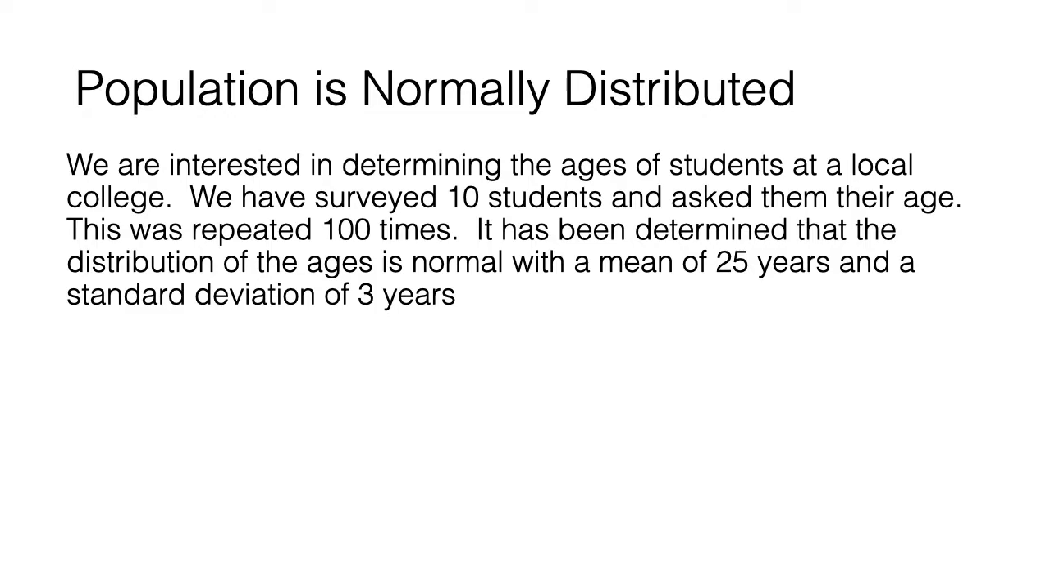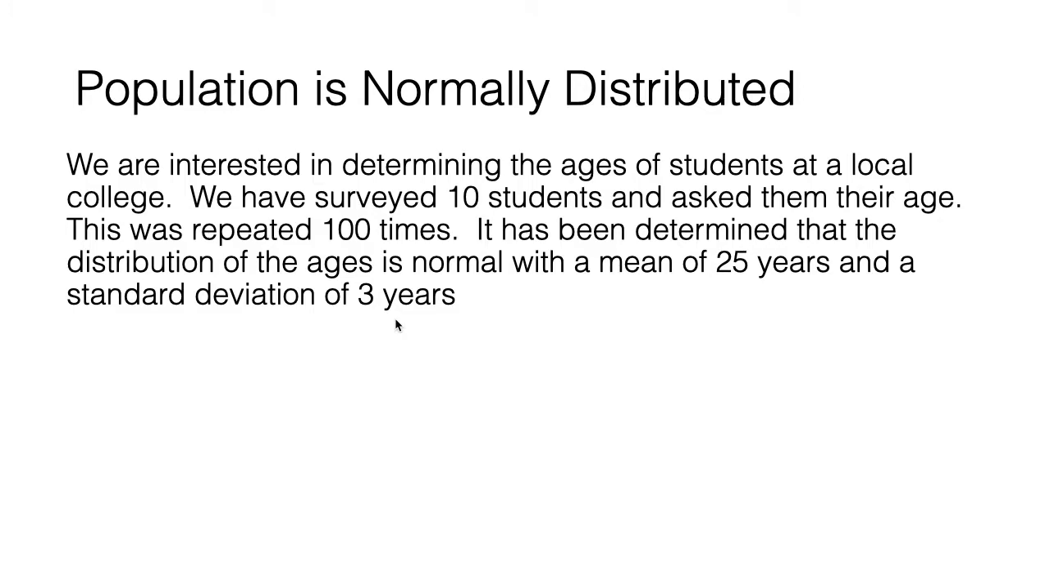So what we're going to go after is the average age of students at some college or community college. And what we're going to do is survey 10 students and ask them their age. And we're going to repeat this survey 100 times. Now in practice, we don't get the 100 times. You just get the one time. And that is it. We are going to furthermore assume that the population is normally distributed and that it has a mean of 25 and a standard deviation of 3 years.